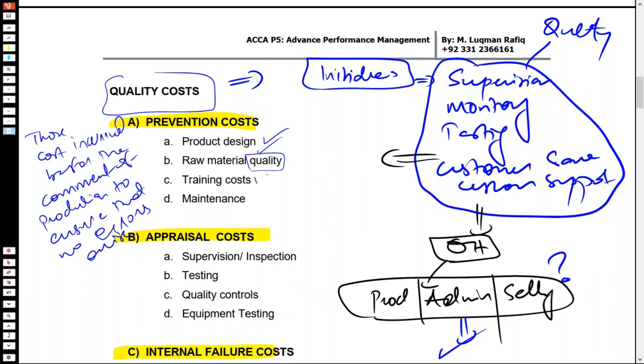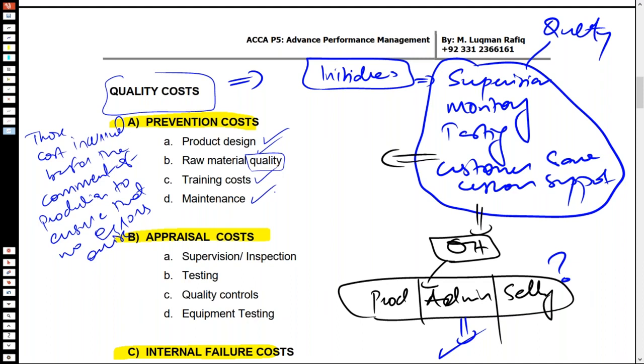Then there is this training cost, which is the cost incurred before the commencement of the production, training your staff just to make sure that your staff does not mess up in the end. So that is all going to be considered as what? I repeat, that is all going to be considered as your quality prevention cost, and then maintenance, etc.